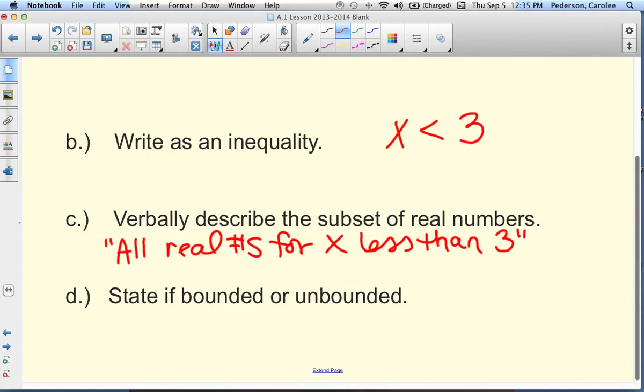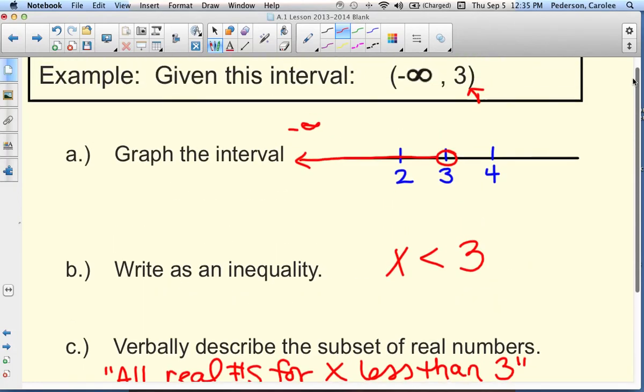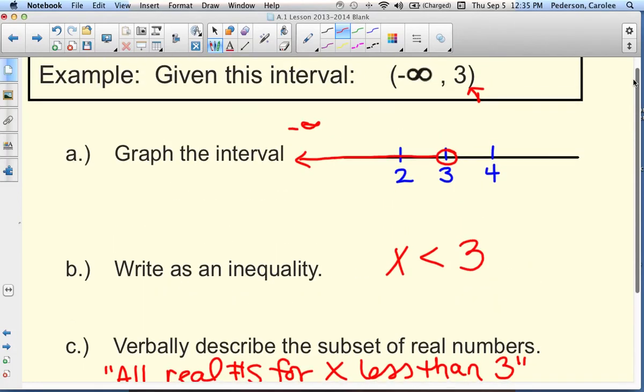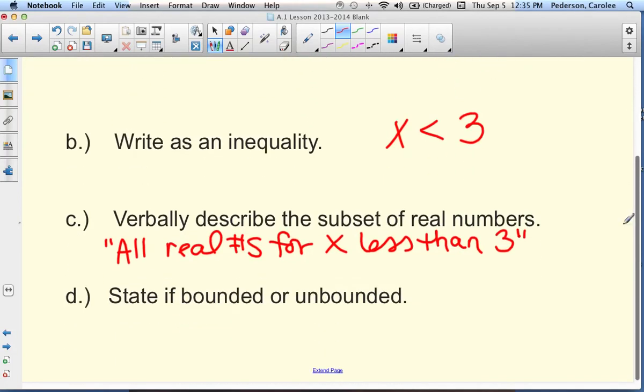Since this graph goes on forever in the negative direction, -infinity, it is considered an unbounded interval.